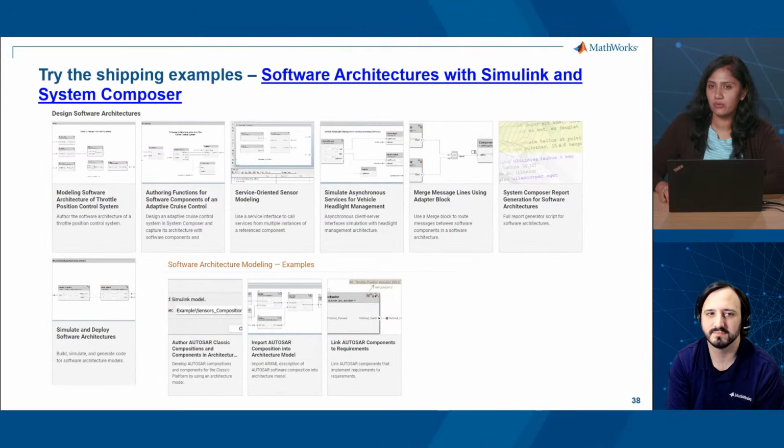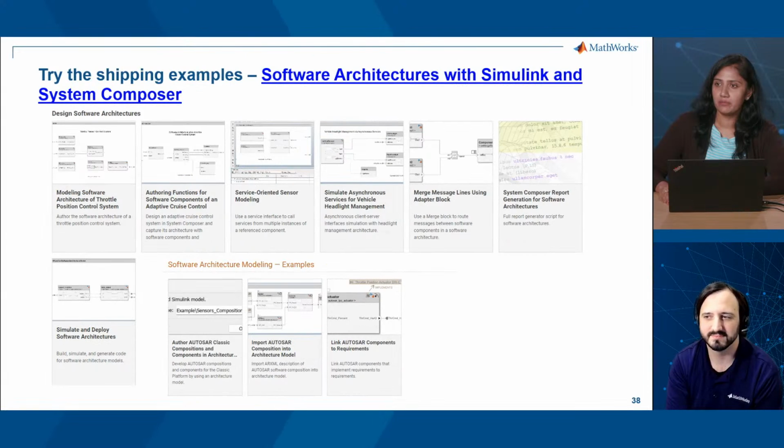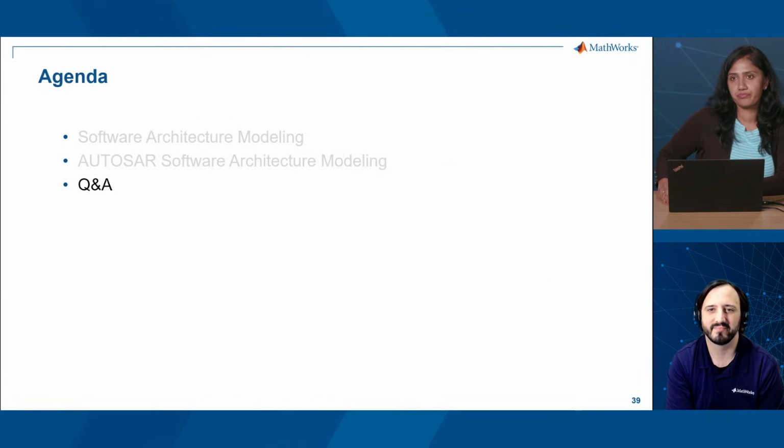I would like to end this by giving some actions to do. Definitely try the shipping examples, which will enable you to understand the software architecture workflow with Simulink and System Composer for automotive as well as aerospace examples. And that's all I have for now, and I'll open it up for more questions.